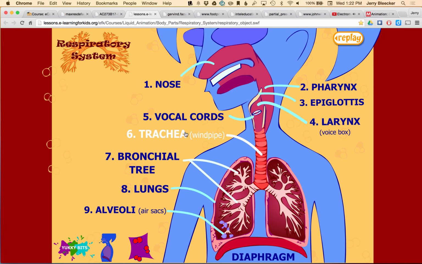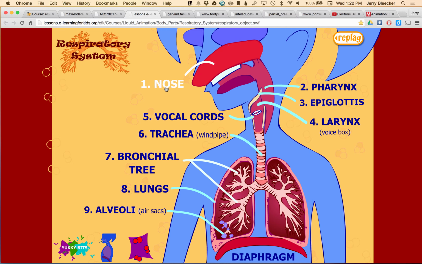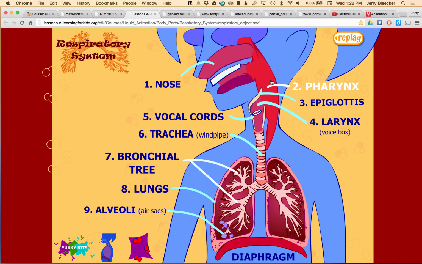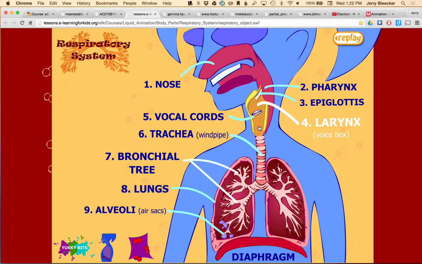Now, as far as respiratory structures, these are all important parts here of the respiratory system. Your nose filters the air, warms and moistens it before it heads down the back of your throat, your pharyngeal region, down to your lungs.